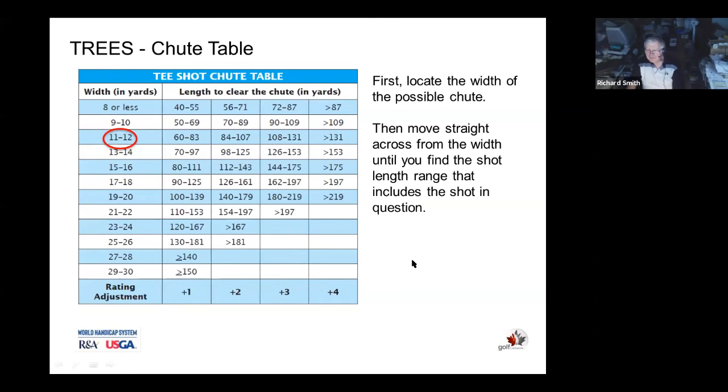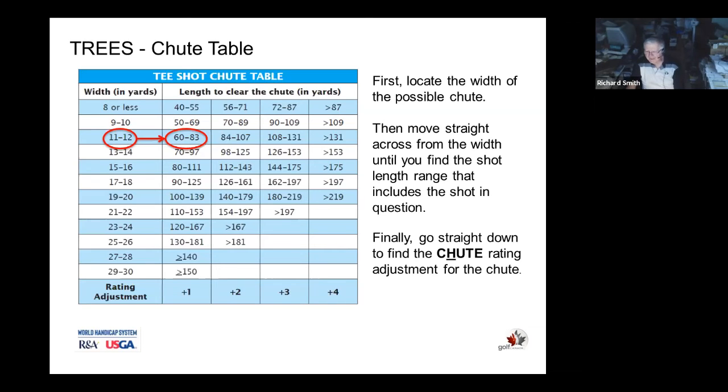Then you move across until you find the shot length range that includes the shot in question. And it was 70 yards, so that would be the first column over here, values or shots of 60 to 83 yards. And then you go straight down to find the chute adjustment at the bottom. So here we'd be applying, with a code H, an H+1 adjustment to trees.